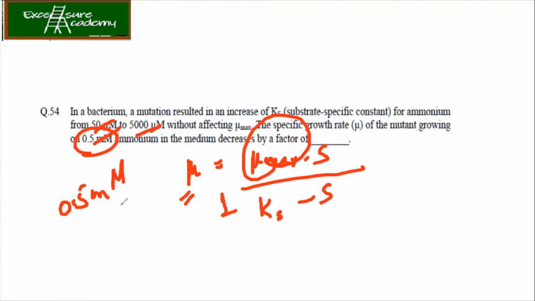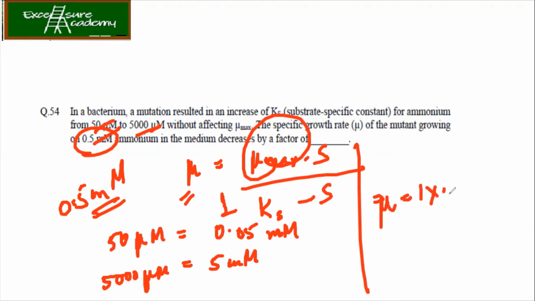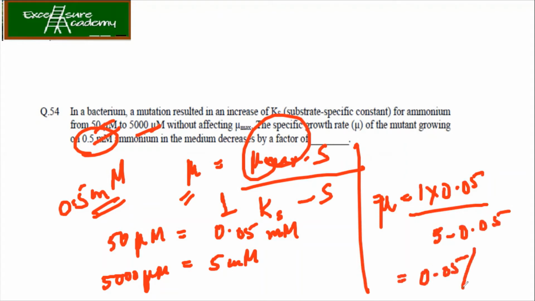Now to calculate the mu of the mutant at 0.5 millimolar ammonium concentration, which is this question, we need to convert 50 micromolar and 5000 micromolar into millimolar. Since the concentration is given in millimolar, you can convert micromolar into millimolar. So 50 micromolar is nothing but 0.05 millimolar, and 5000 micromolar is 5 millimolar. Okay. Now, according to the formula, when you put these values, mu is equal to 1 into 0.05 divided by 5 minus 0.05. So you get 0.05 divided by 4.95, which is nothing but 0.01 millimolar.